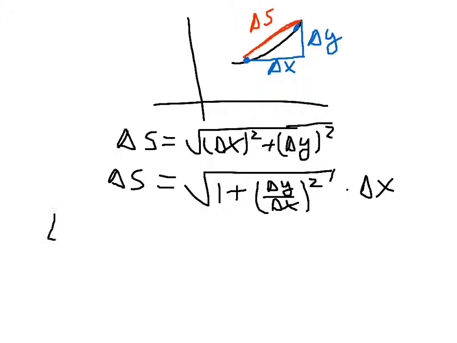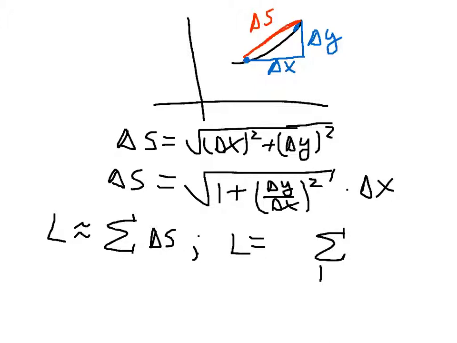And so the length is approximately equal to the sum of all these delta s's. And furthermore, the length will exactly equal the sum of all these delta s's as n goes to infinity. So this is just like what we have been doing in the past with areas. So we'll go on to the next page and we'll see exactly what this looks like.